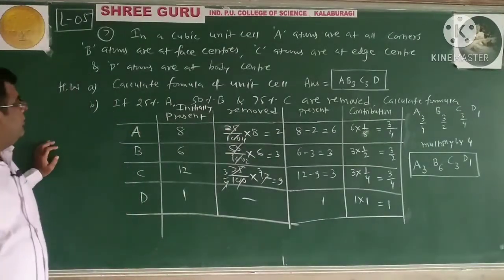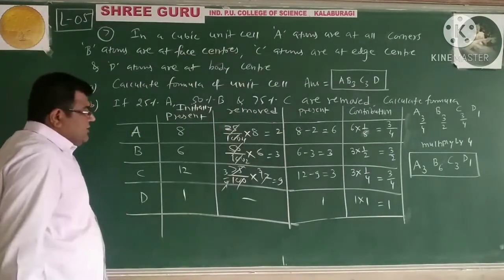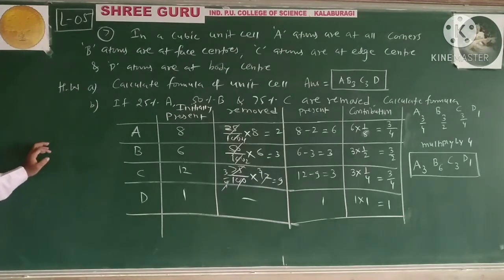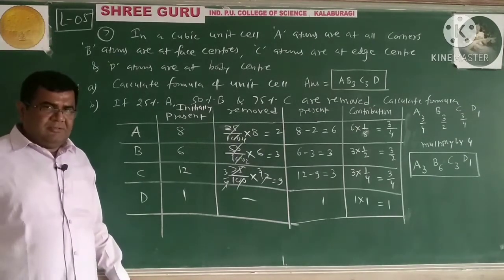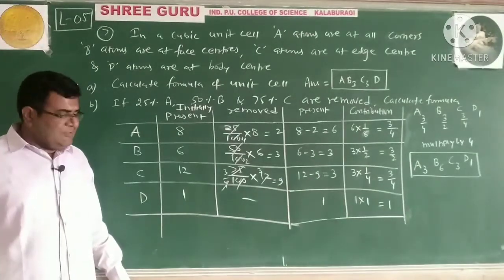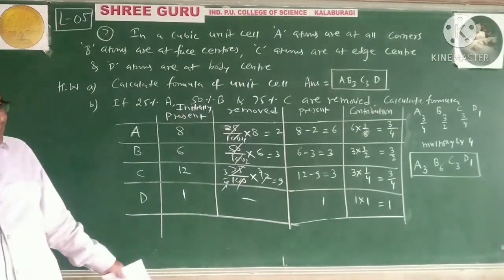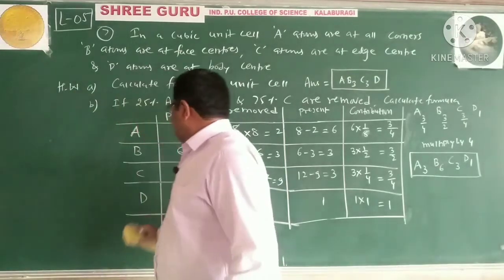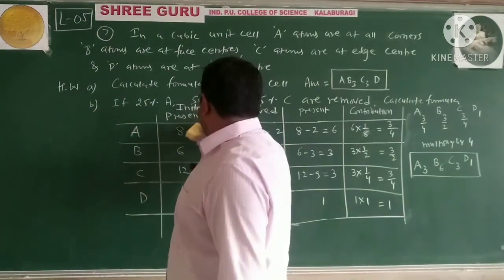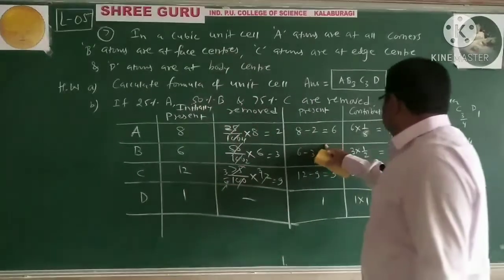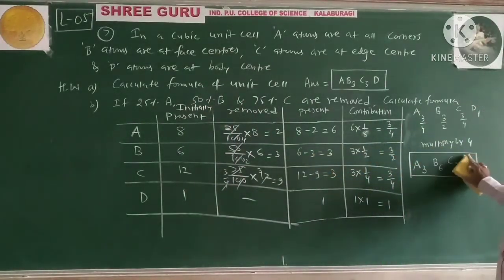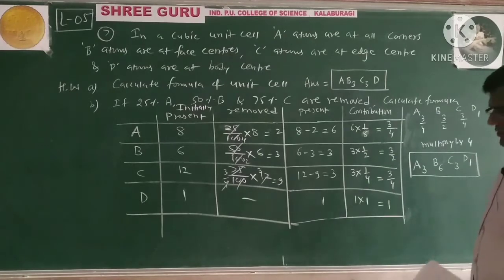Now the situation, part C of the question. You should write this. You have to pause the video and then write, because I have to make space. The question is going to be very lengthy, the next part also. So I will draw this part now: initially present, removed, present, contribution, formula. In this way we have solved it.